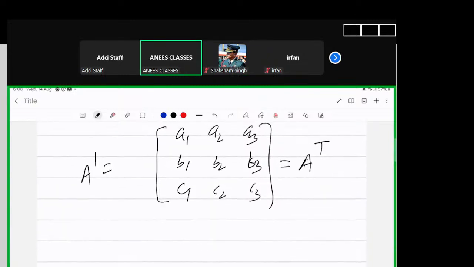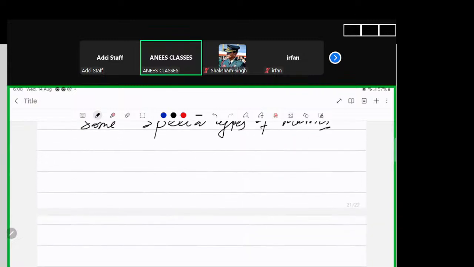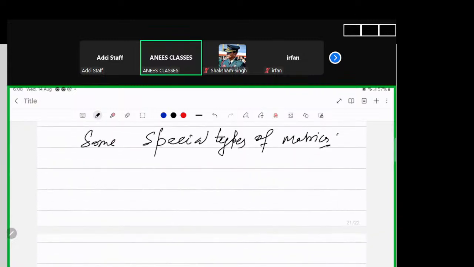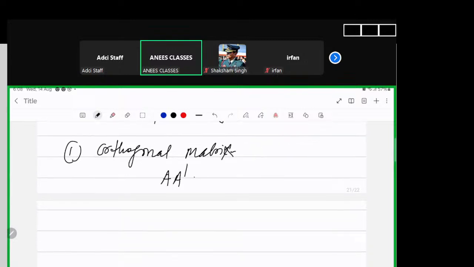Now we'll take some more special types of matrix. Orthogonal matrix. Very, very important. Orthogonal matrix. A transpose multiplied by A, you will get the unit matrix. Understood? Tell me.